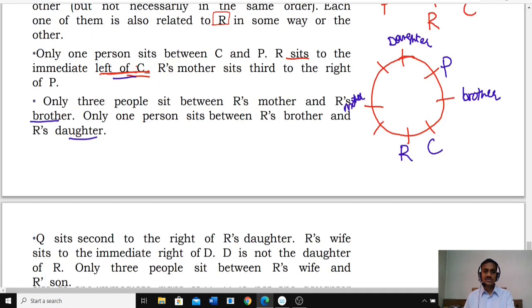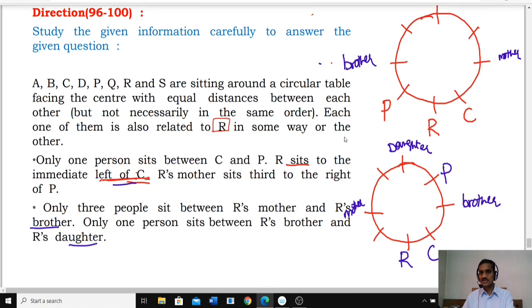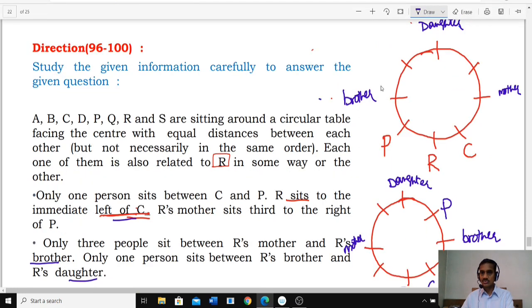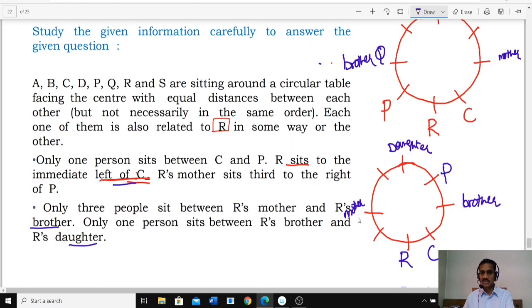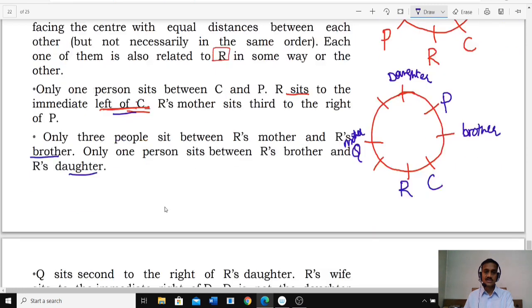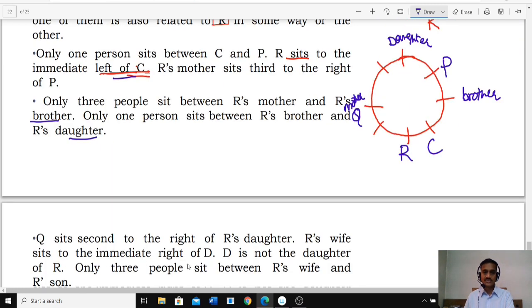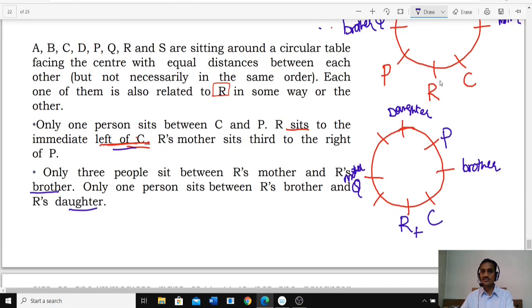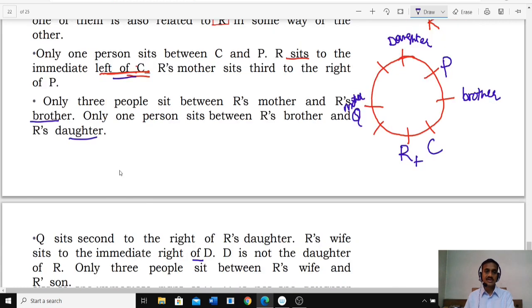Then Q sits second to the right of R's daughter. R's daughter evaraithe ikkada unnaro, Q sits second to the right of R's daughter. Kaabatti Q must be here. Next one. R's wife sits to the immediate right of D. Wife is seated to the immediate right of D. Whose wife? R's wife. R's wife kaabatti R is a male. R is having a wife. R's wife sits to the immediate right of whom? Immediate right of D. D ki immediate right hand side lo R's wife.